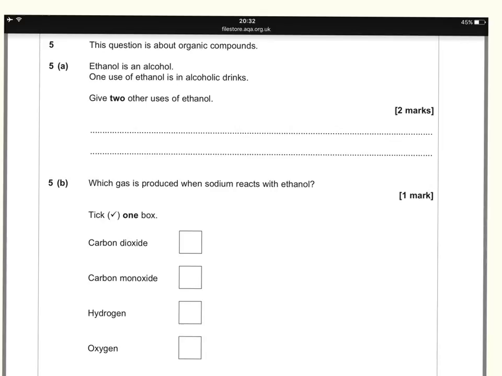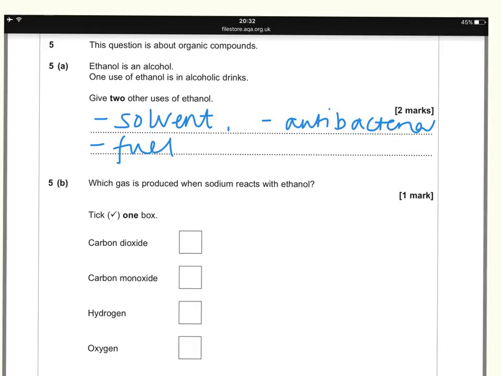Give 2 other uses. So if you think right back to the beginning of this video, you should remember you could have had solvent, we could have had fuel, and we could have had antibacterial. Any 2 of those for 2 marks.